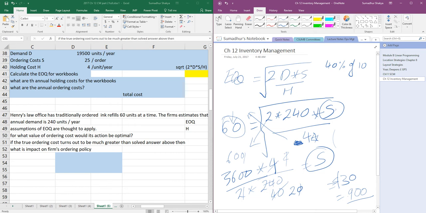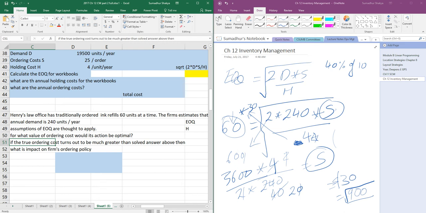Your EOQ is likely to increase by a significant amount, exactly the square root of 900, which is 30. So your EOQ would be multiplied by 30 right there. I'm just giving you this huge increase because it's easy to take the square root of 900, which is 30. So every time you increase the setup cost, the square root of that is what affects your EOQ.